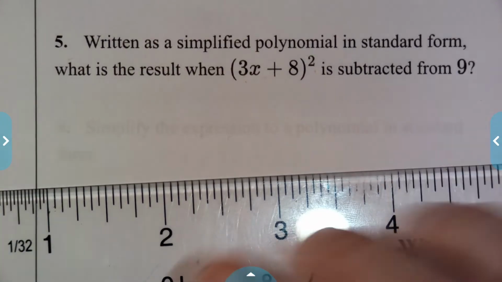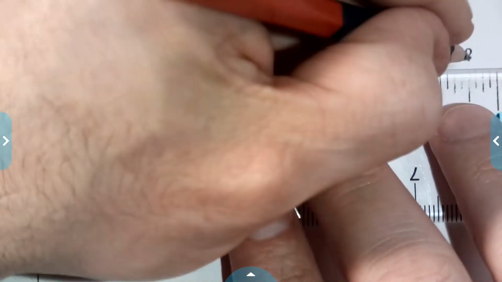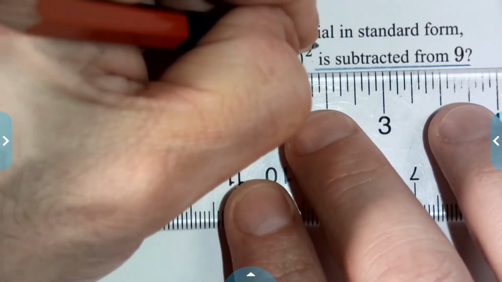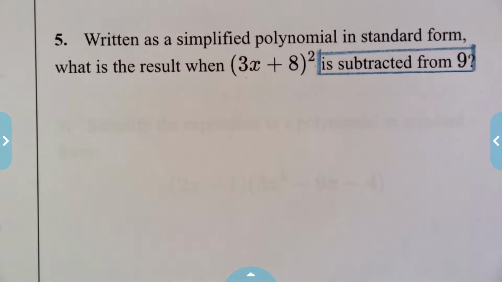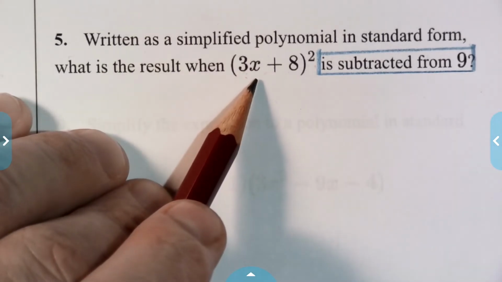So we'll get to this. We're going to save this for the end, okay? Because that's confusing language. Is subtracted from 9 doesn't mean minus 9, okay? It means 9 minus all of this, okay? But we'll get to that at the end. The hard part is going to be doing this deal.